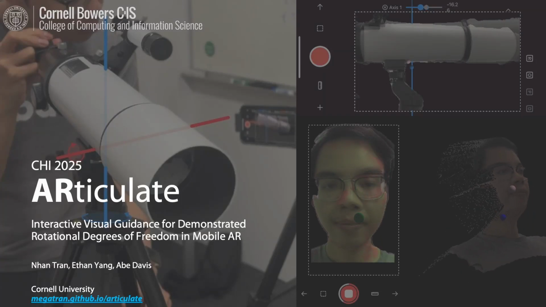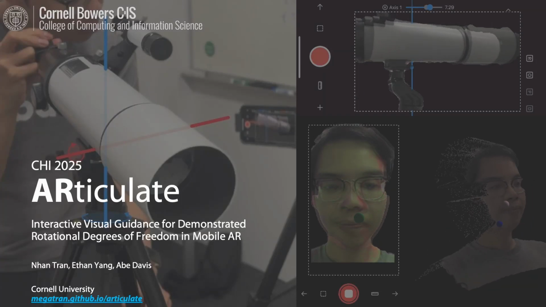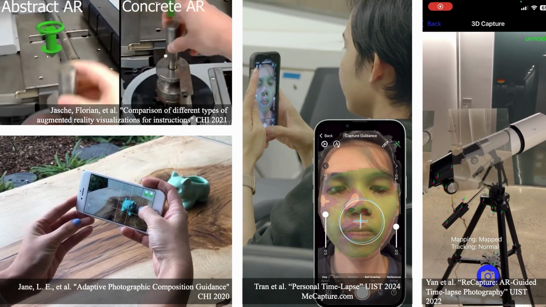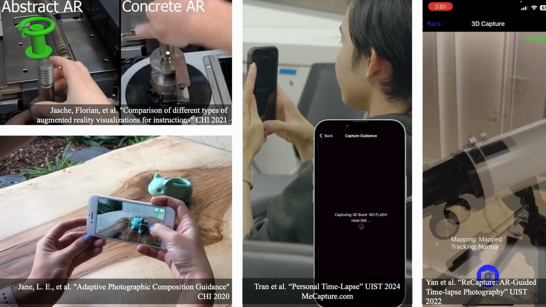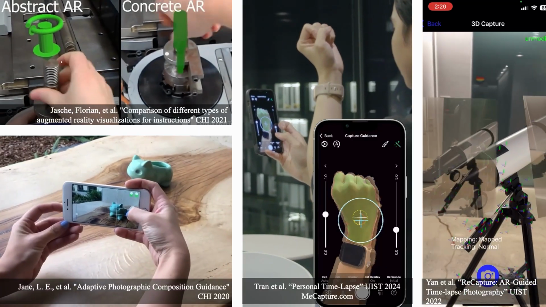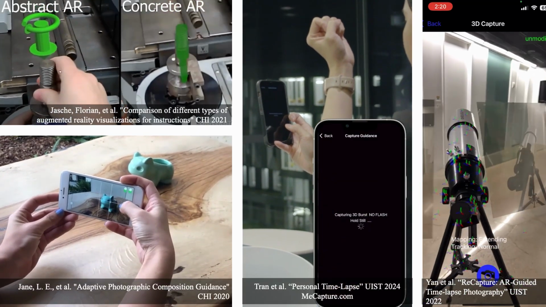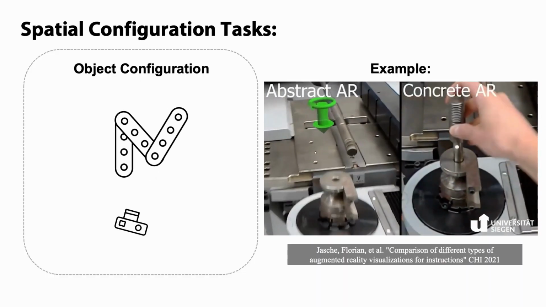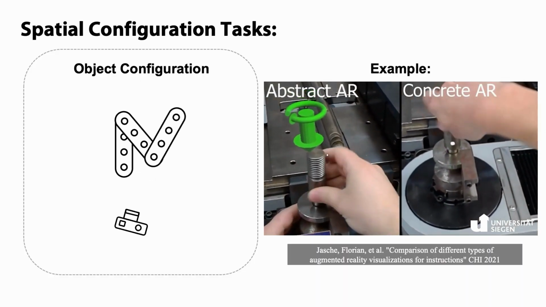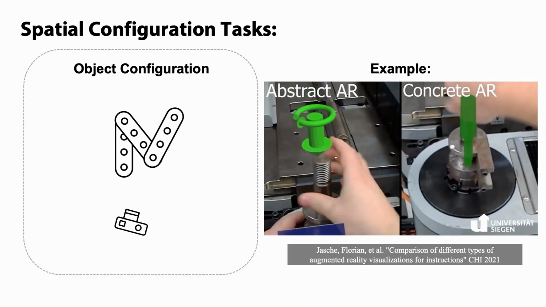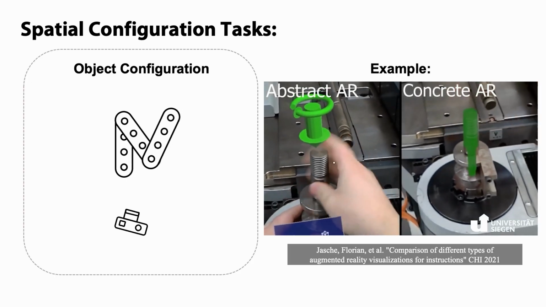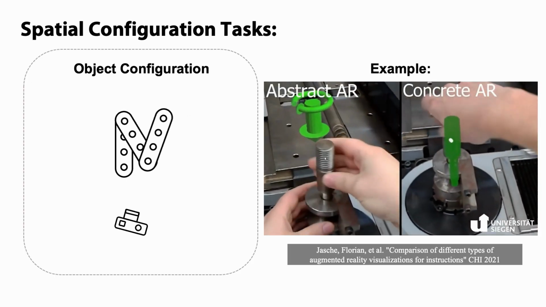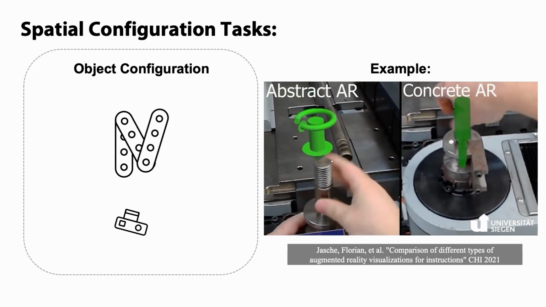Articulate: interactive visual guidance for demonstrated rotational degrees of freedom in mobile AR. Mobile augmented reality offers a powerful way to provide users with precise guidance on spatial configuration tasks that are important to different real-world applications. In some cases, we can formulate the task as the configuration and motion of some object with different spatial degrees of freedom, in which case our challenge is to help the user translate and rotate the object to achieve some goal.